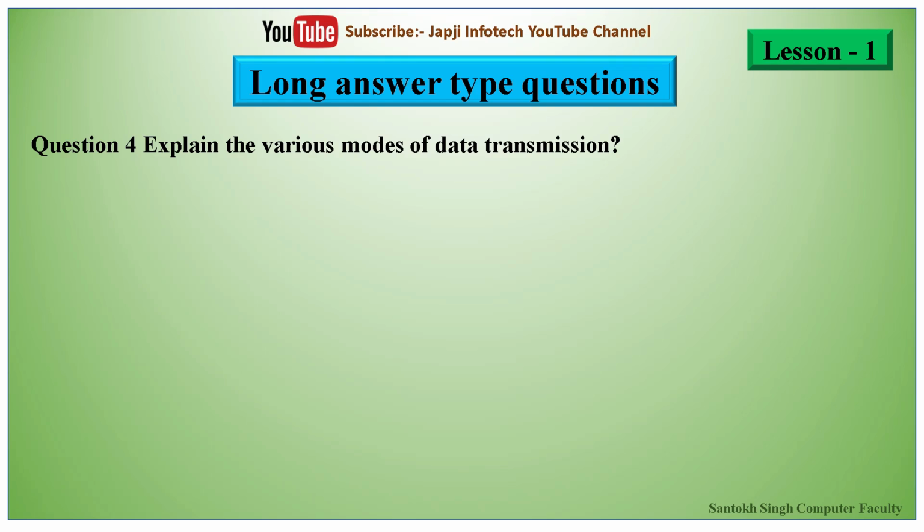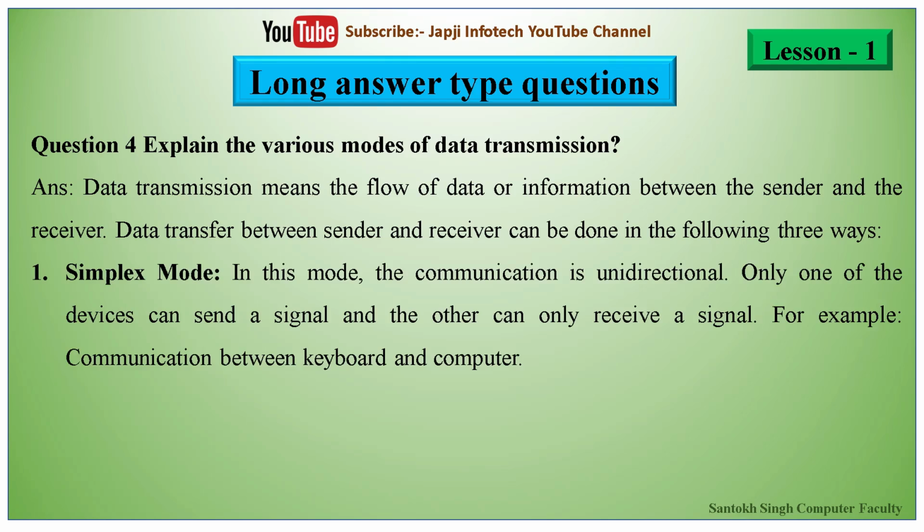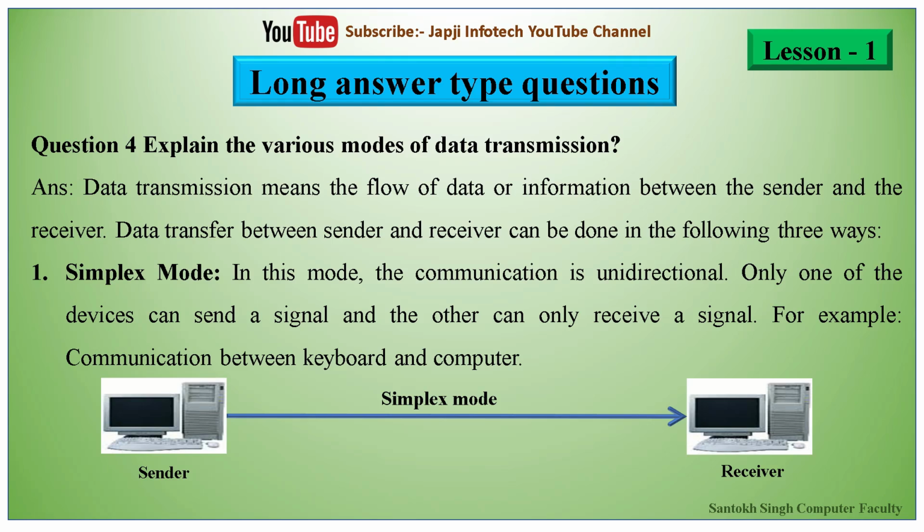And the fourth question is, explain the various modes of data communication. Data transmission means the flow of data or information between the sender and the receiver. Data transfer between the sender and receiver can be done in the following three ways. The first one is simplex mode. In this mode, the communication is unidirectional. Only one of the devices can send a signal and the other can only receive a signal. For example, communication between keyboard and computer.